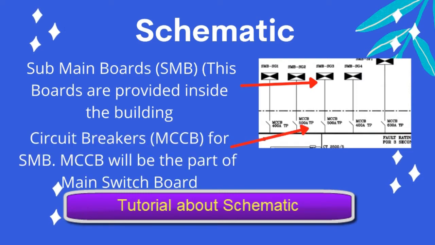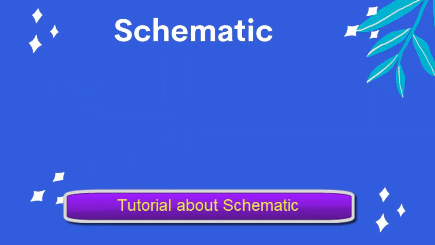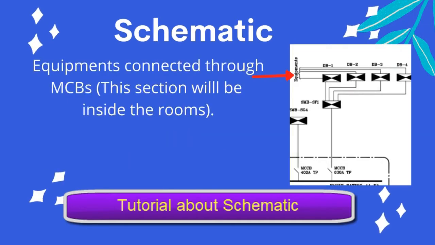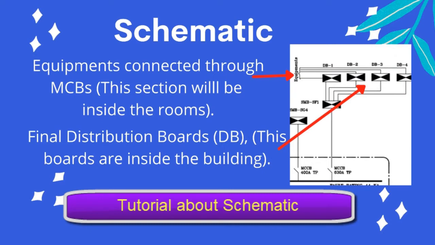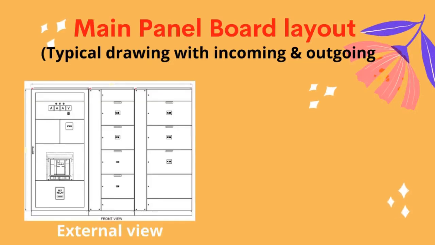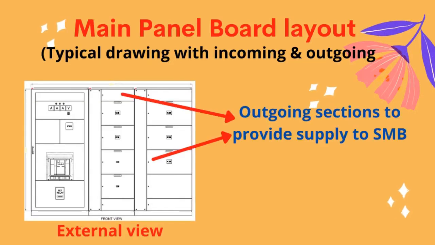Sub-main distribution board: these boards are fixed inside the building. Power from the main panel is connected to the SMB through circuit breakers. Final distribution board: equipment used in the building is connected to this board. The distribution board is connected from the sub-main boards. A typical drawing with incomer and outgoing is shown in the layout.